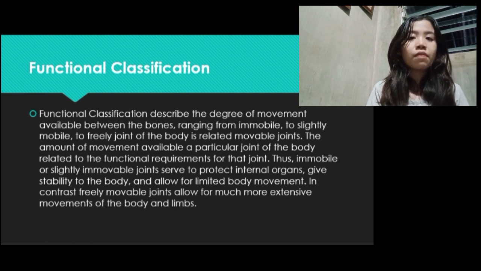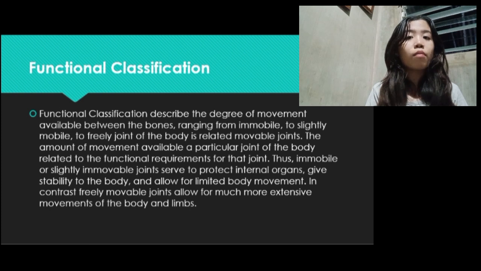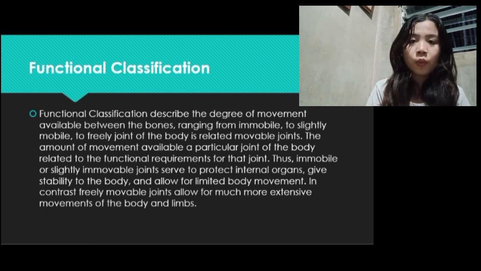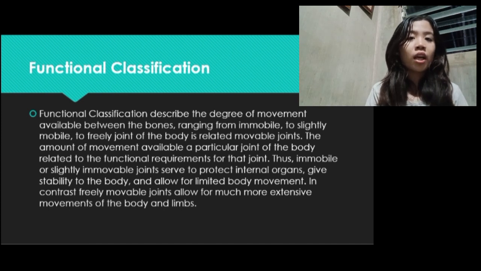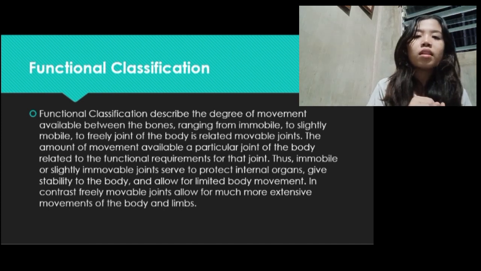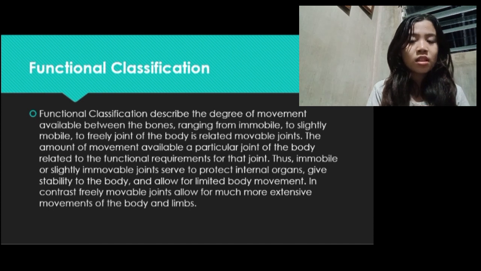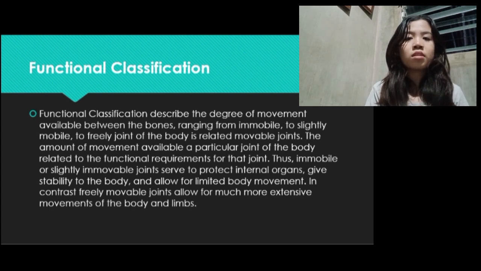The functional classification of our joints is based on the amount of movement that they allow. There are three categories in this classification. Number one is the synarthrosis, number two is the amphiarthrosis, and number three is the diarthrosis.